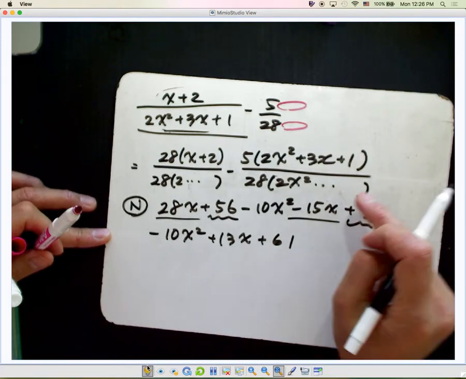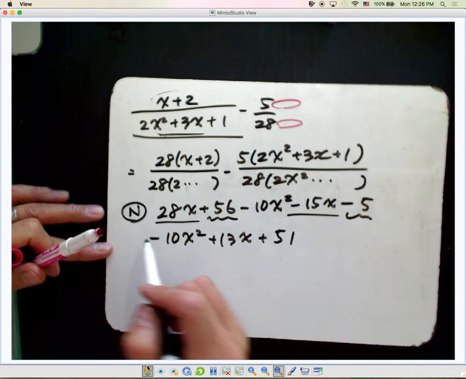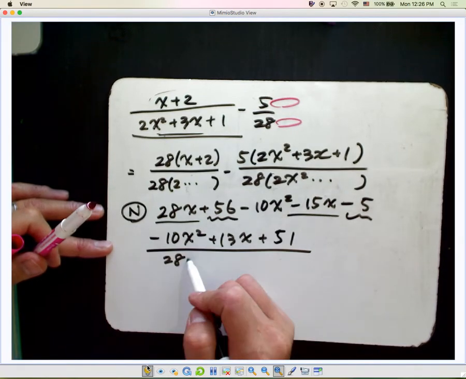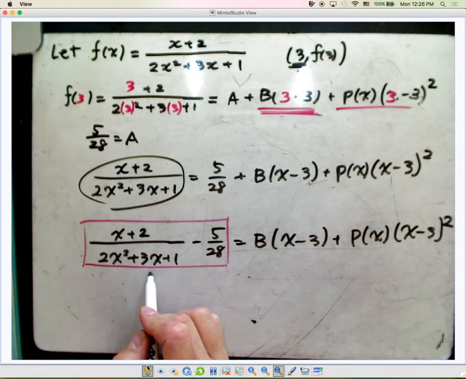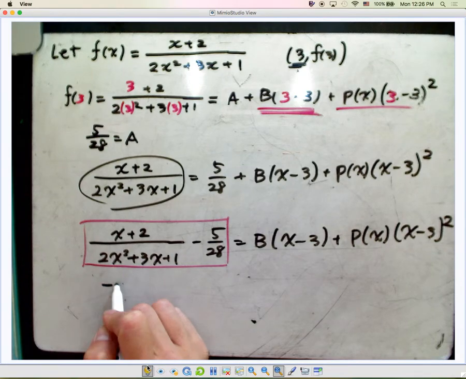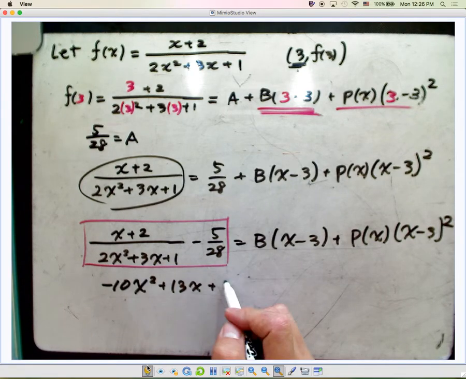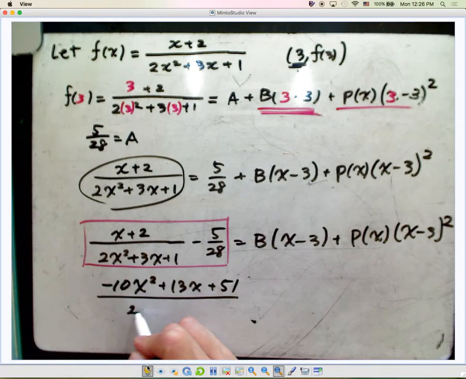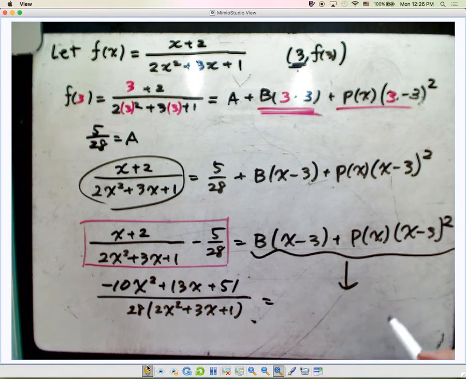(56 minus), oh, this should be minus, I'm sorry. This should be minus, so that should be 51. So, all over 28 times 2x squared, dot, dot, dot. So, this part is exactly the same as what we just got, which is negative 10x squared plus 13x plus 51 all over 28 times 2x squared plus 3x plus 1, which is going to be equal to these guys. Okay.